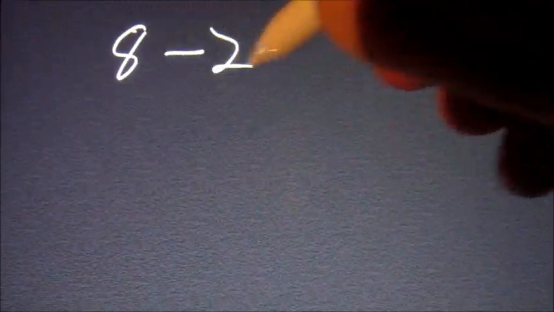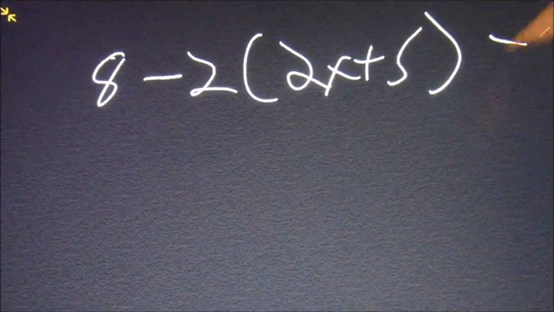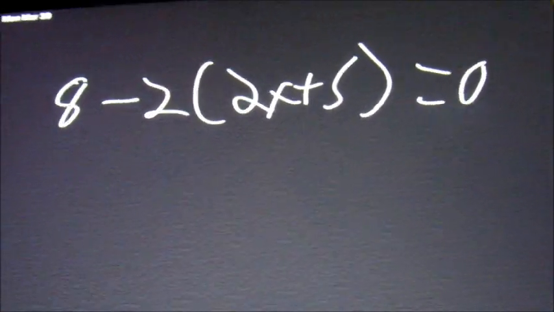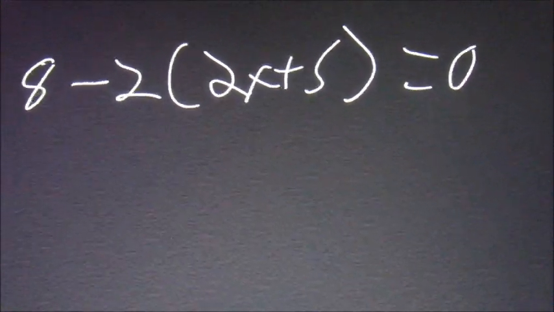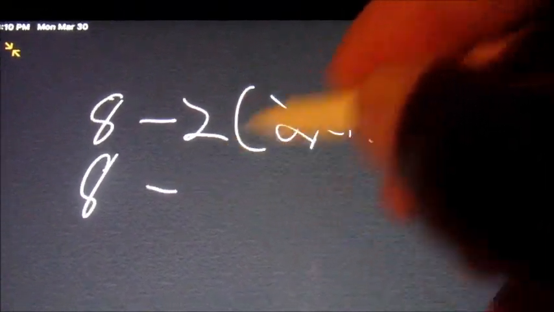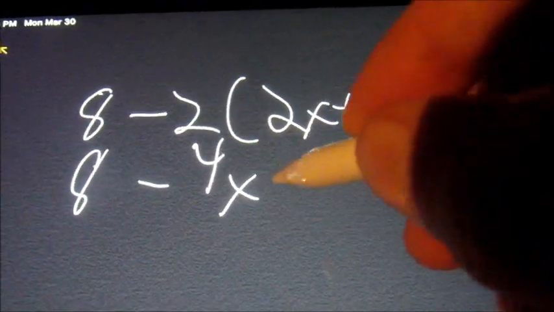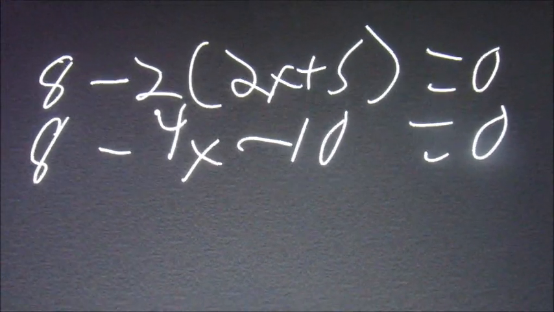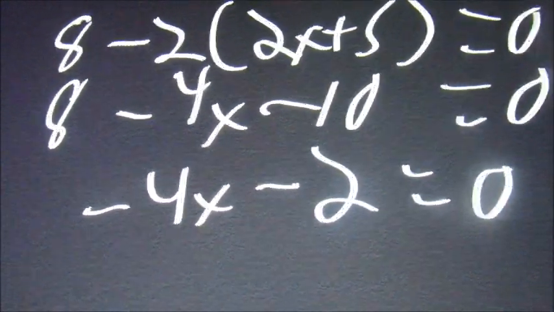Next question. Let's say we have 8 minus 2(2x + 5) equals 0. So even though you may think that we want to move this 8 over, we want to do everything that we can on this side of the equal sign first. So we're going to say 8 minus 2 times 2x becomes 4x, and 2 times 5 becomes minus 10 equals 0. Now we'll combine like terms. So we're going to have a -4x minus 2 equals 0.